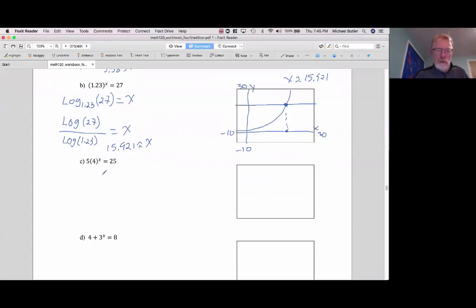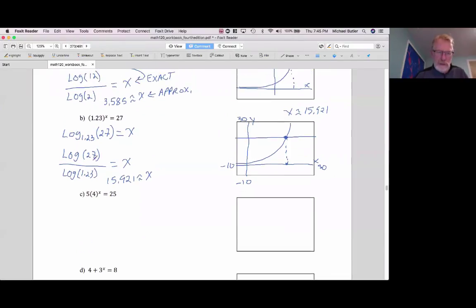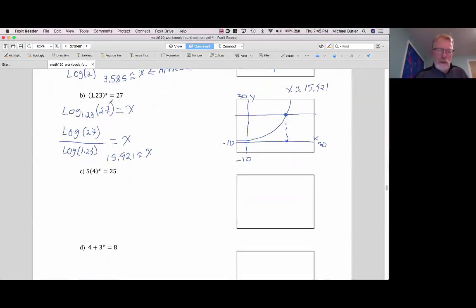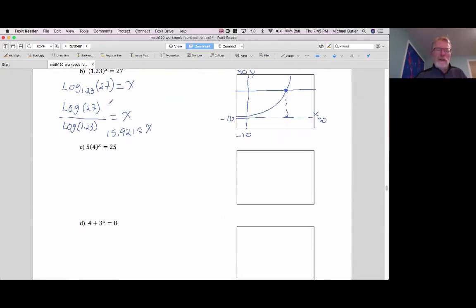Now, part C, they added a little twist. Notice that in parts A and B, there was an exponential set equal to a number, an exponential set equal to a number, right? Okay, well, in part C, there's something multiplied times the exponential.